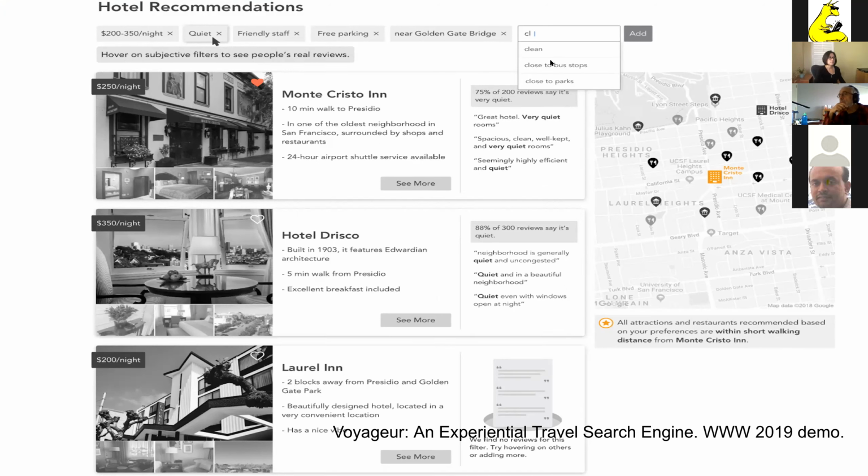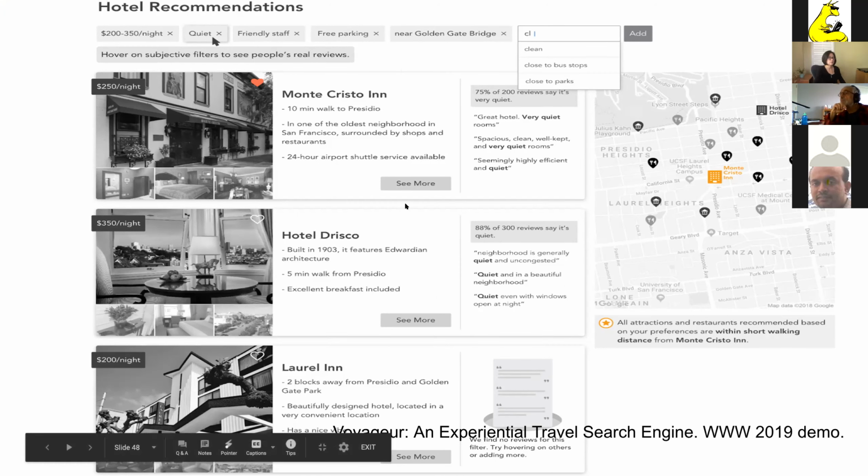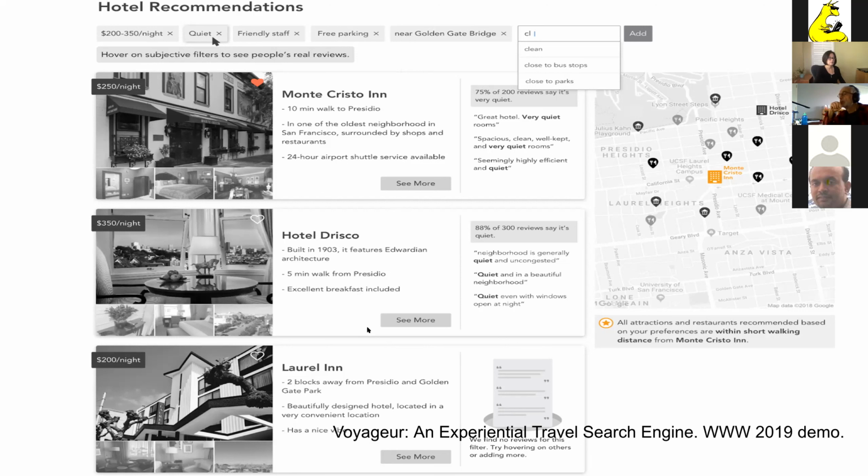And you type in these predicates, you will get a ranked list of hotels shown here on the bottom left, right? And this is ranked according to the scheme that I've just told you. Now, you can get some justification on why this hotel is shown. If you hover over the quiet attribute, you'll get some justification of phrases from reviews that mention that this is a great hotel, very quiet, spacious, clean, well-kept, very quiet rooms, and so on.